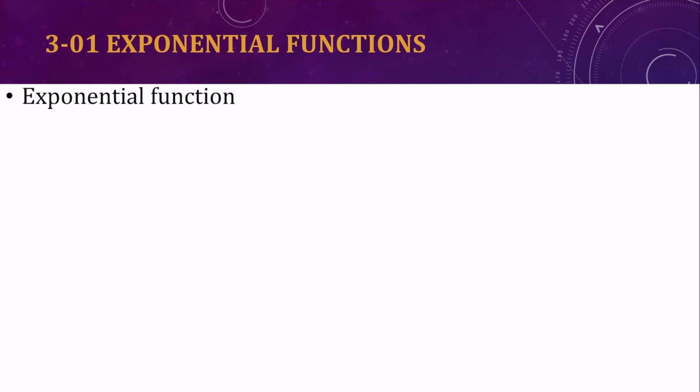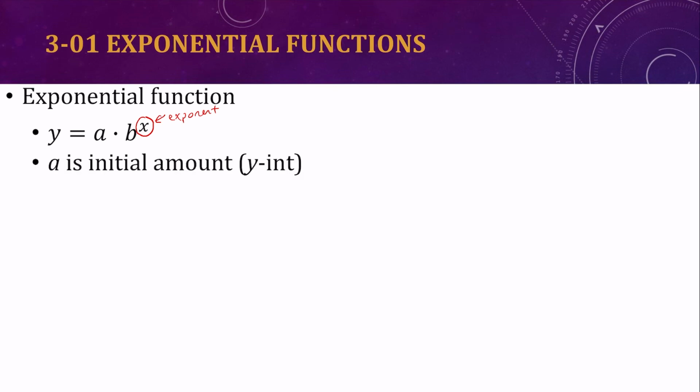Exponential functions are modeled by y equals a b to the x, and they're called exponential because x is the exponent. So x is in the exponent. That makes it exponential. A is the initial amount, which is also the y-intercept, and b is the base. X is our exponent.